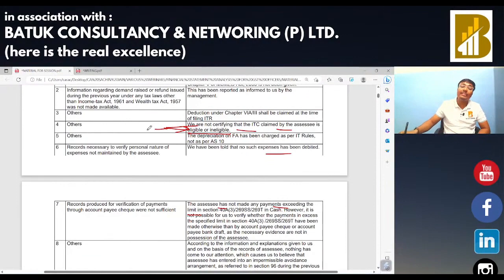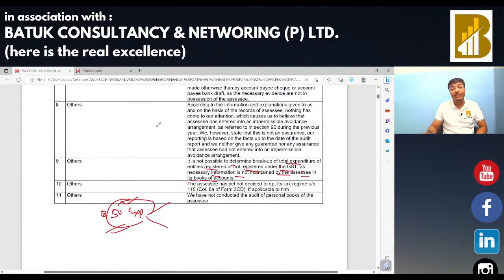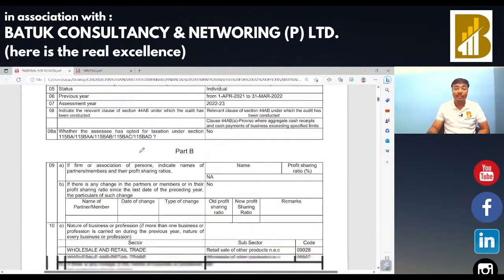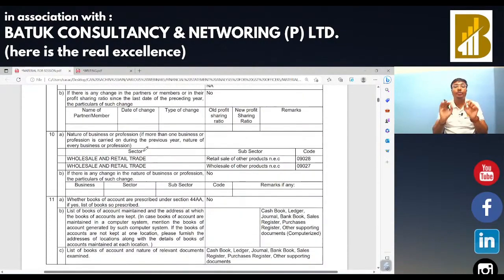Okay sir, so two points are there in this case. One is related to eligibility and ineligibility of input tax credit. Another point is expenditure. So both points are very much relevant for us, and now we need to do the analysis of the financial statement accordingly. Okay sir, now the next point. Now from 3CD, sir, I am going to discuss the points which are relevant for us.